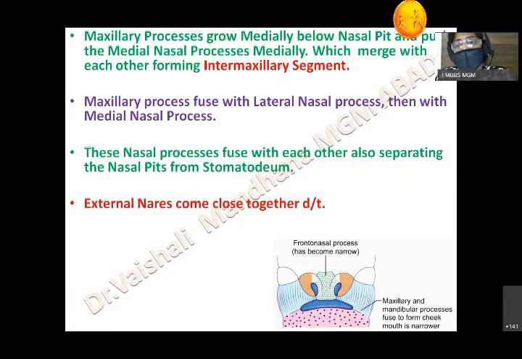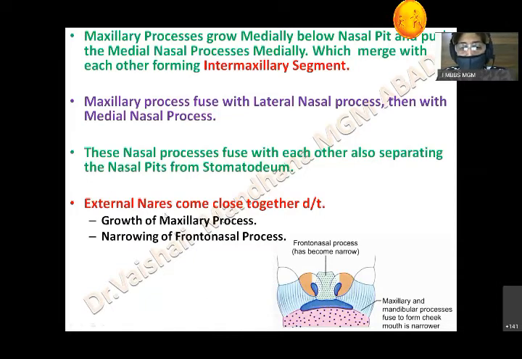Okay. So the external nares, still they are a little apart from each other. They should come close to each other. They come close to each other by more growth of the maxillary process, and at the same time, in the figure you can appreciate narrowing of the frontonasal process also occurs. So because of the two factors, the growth of the maxilla and the narrowing of the frontonasal process, the two nares come close to each other.